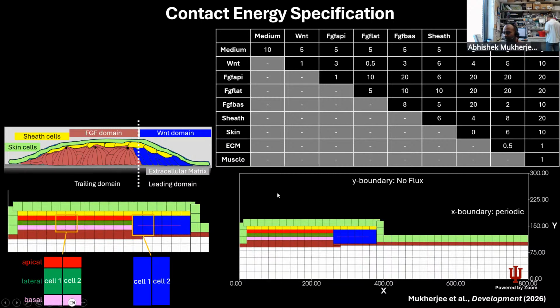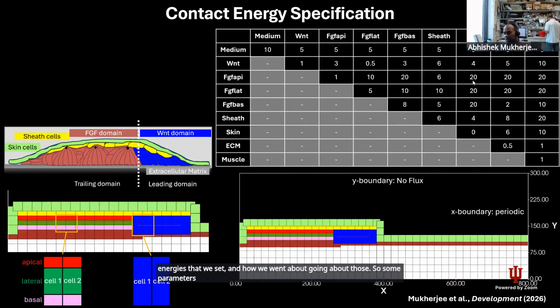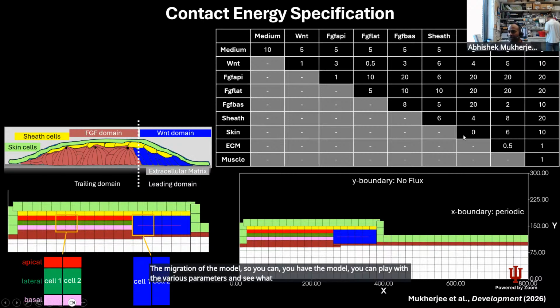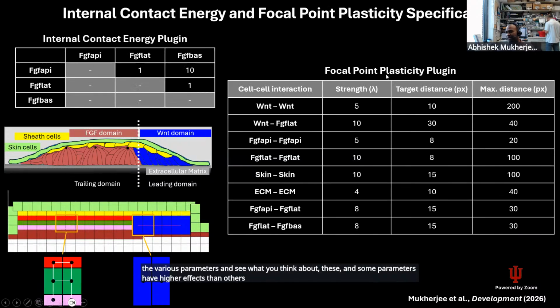Yeah, so these were a lot of parameters, and I went through some of the rationale behind choosing the relative energies that we set, and how we went about those. So some parameters have a high tolerance range in terms of the migration of the model. So you have the model, you can play with the various parameters and see what you think about these. And some parameters have higher effects than others. I won't go into all of those details.